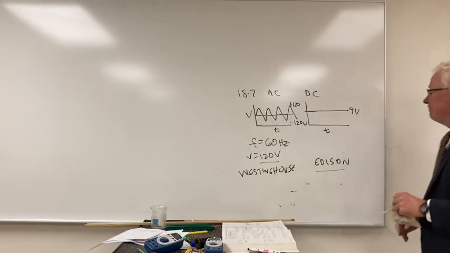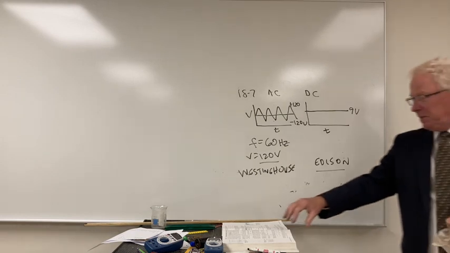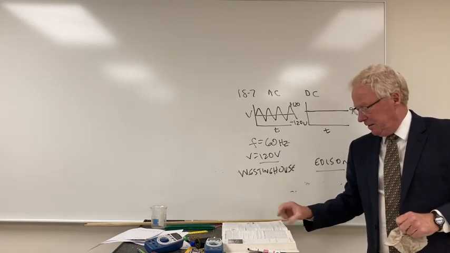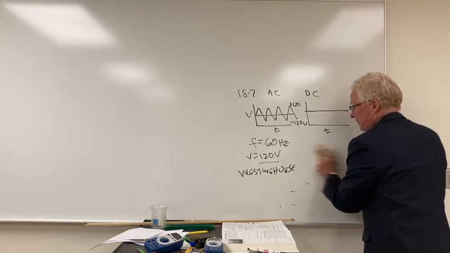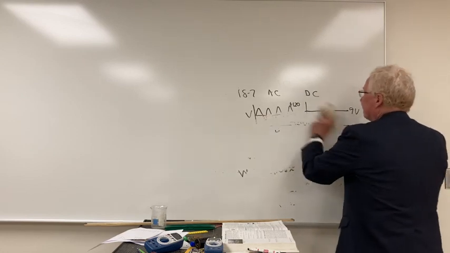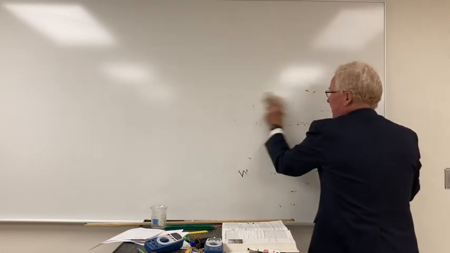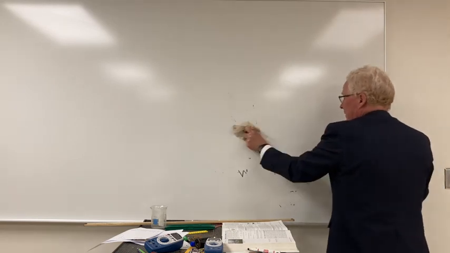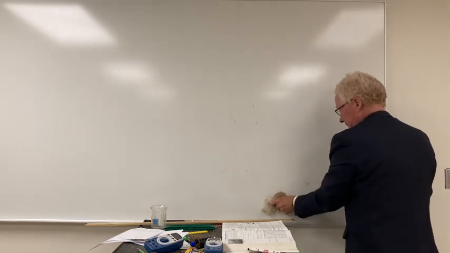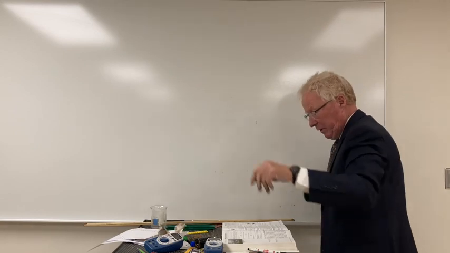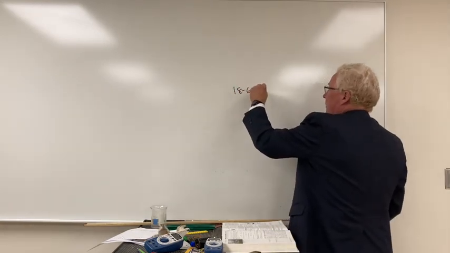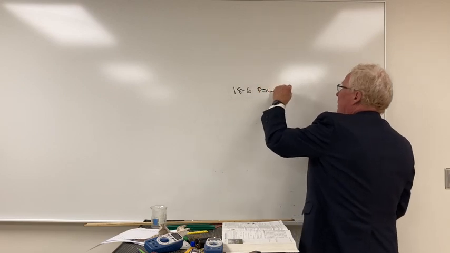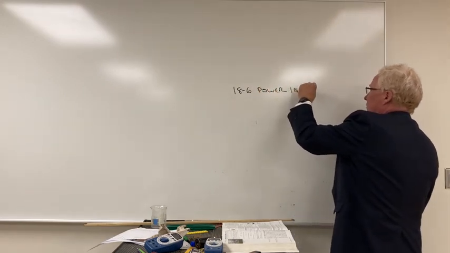All right. So that's 18.7, so I'm going to go back to 18.6 and finish up there. And that'll be the end of this lecture, chapter 18. What we have here is 18.6, power in household circuits.